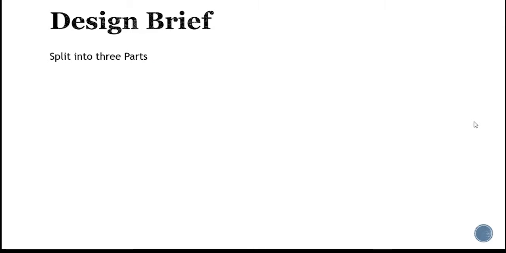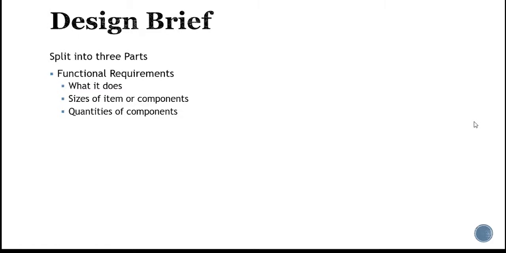So we're going to start with the design brief, and the design brief as always is split into three parts. The functional requirements detail what the item does, the sizes of items or components, or perhaps the quantity of components. There will be other functional requirements, and this is something you may not have a lot of say over. This will come to you in the task sheet, and a lot of the functional requirements will come straight out of that, but there may be aspects of functional requirements that you can either modify or add to, and if so, please go ahead and do that.